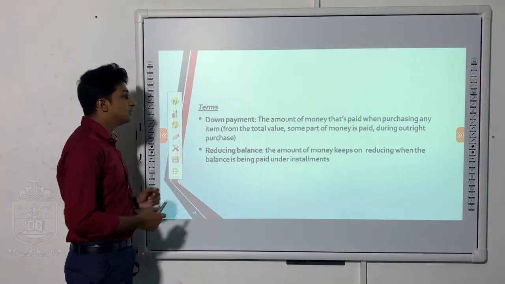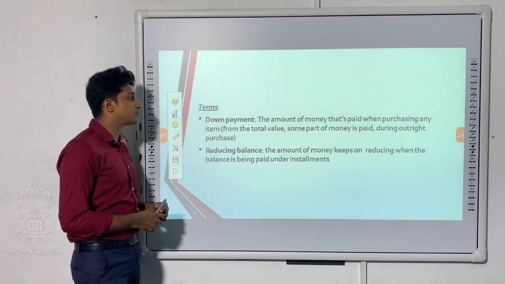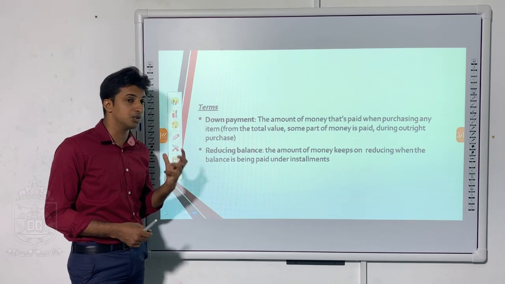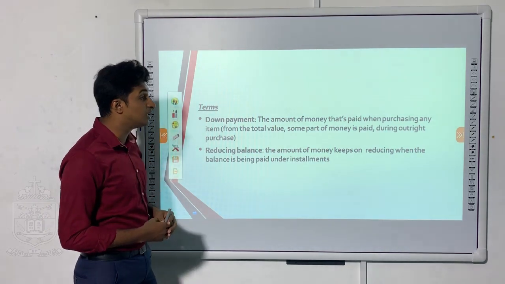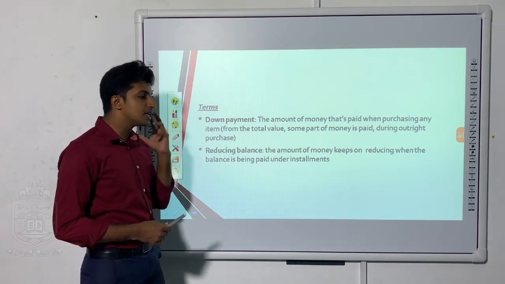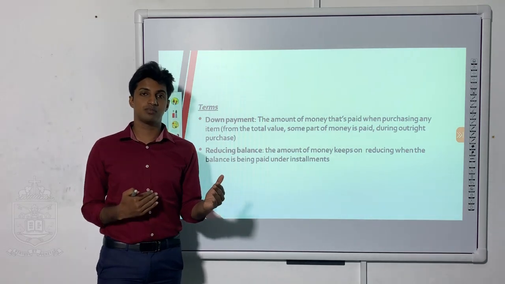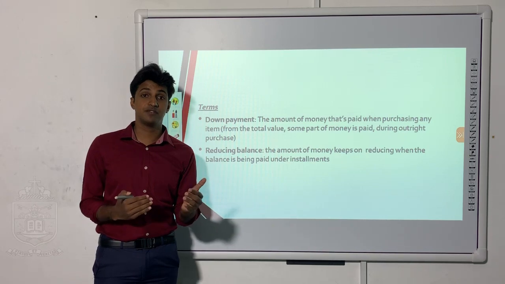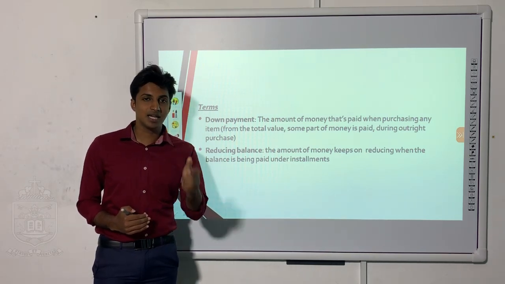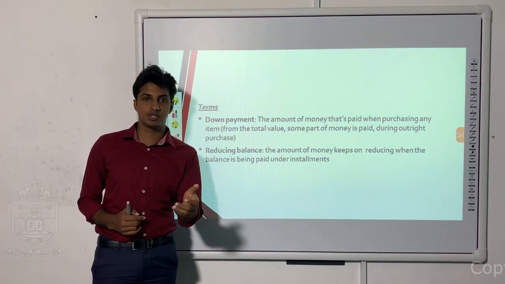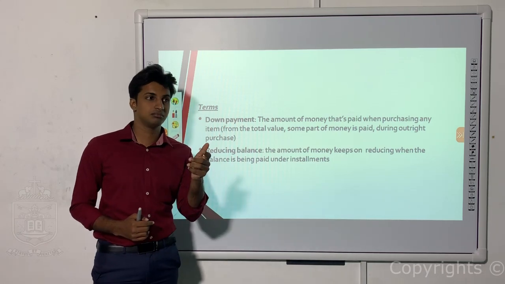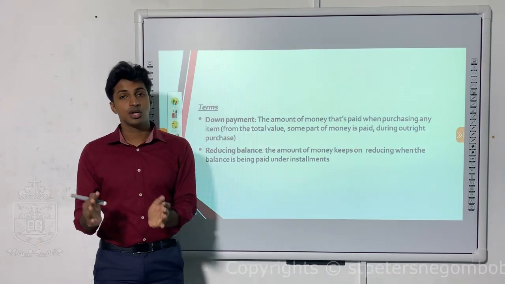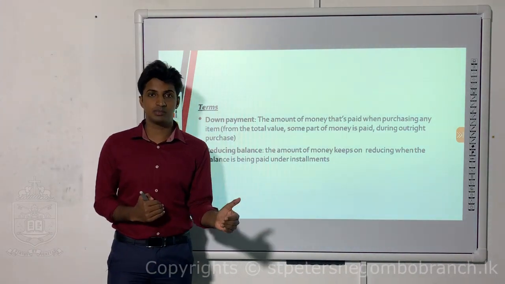At the very beginning of the lesson, it's very important for us to understand two words. One is the down payment. For example, let's think you're going to buy a washing machine that is worth rupees 50,000. When you're buying the washing machine, you give the shopkeeper about 20,000, and the rest you're going to pay in installments.